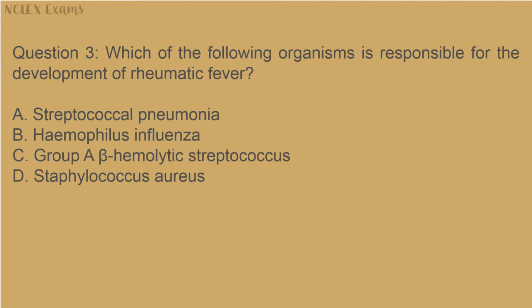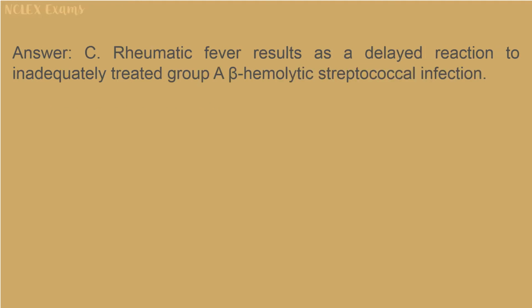Question 3. Which of the following organisms is responsible for the development of rheumatic fever? A. Streptococcal pneumonia. B. Haemophilus influenzae. C. Group A hemolytic streptococcus. D. Staphylococcus aureus. Answer: C. Rheumatic fever results as a delayed reaction to an inadequately treated Group A hemolytic streptococcal infection.